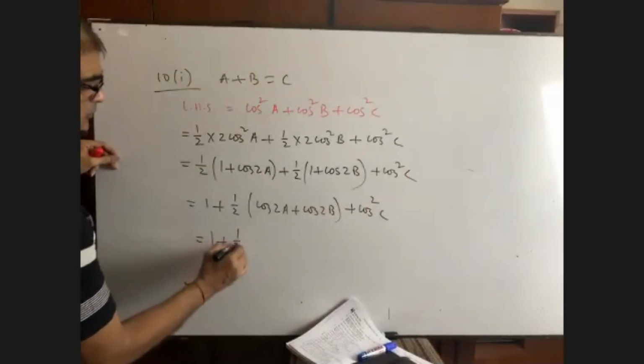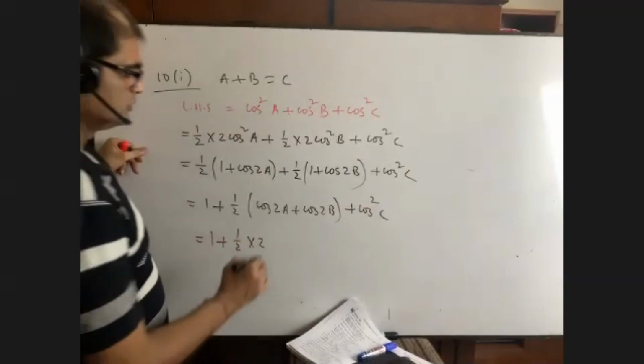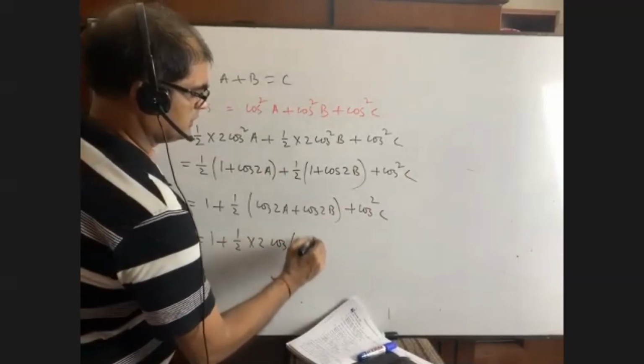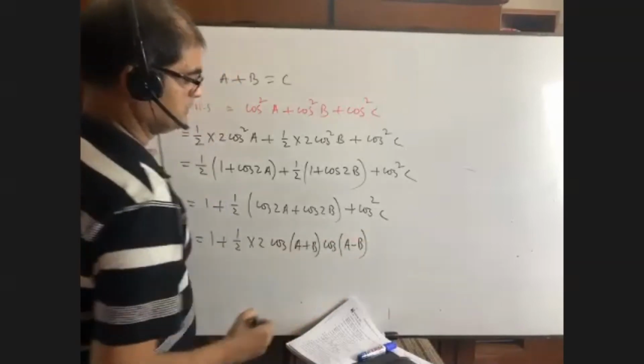1 plus half, what is the formula? Let me know. Cos C plus cos D equals 2 cos of (A plus B) by 2 times cos of (A minus B) by 2.